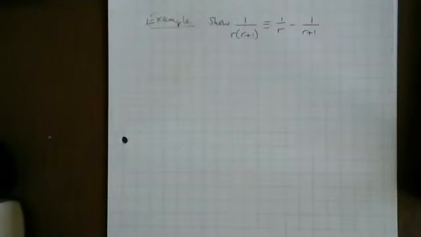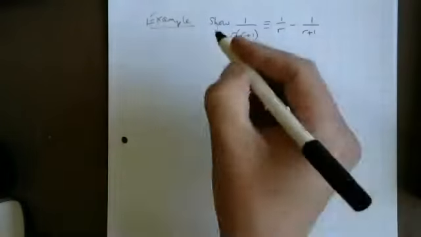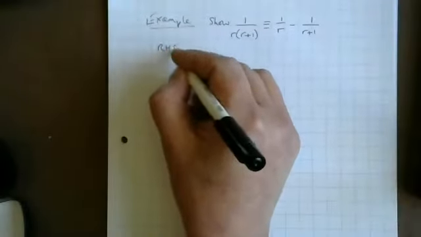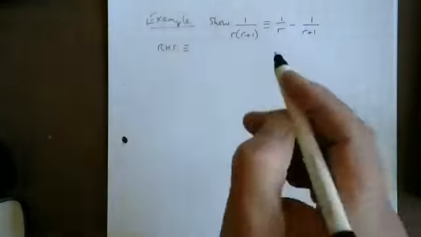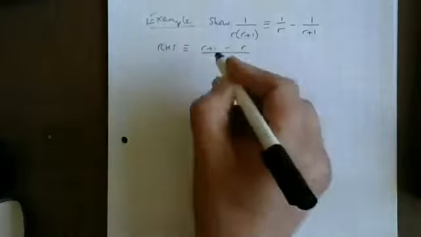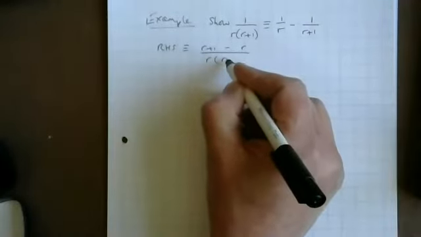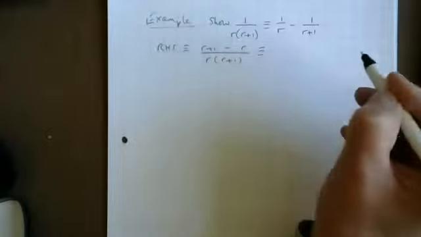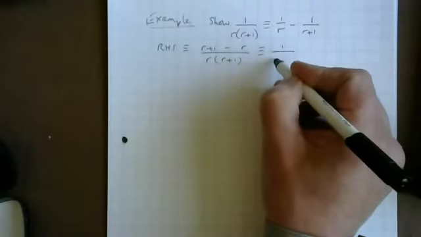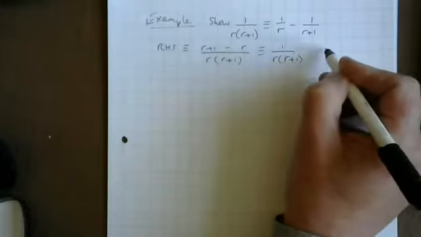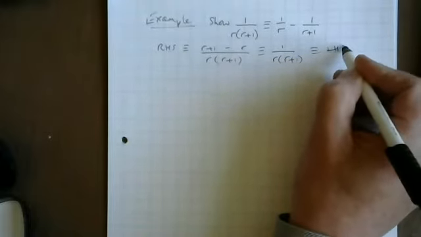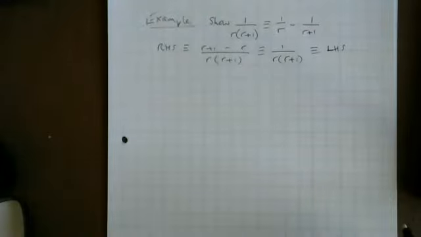Show that 1 over r times r plus 1 is identical to 1 over r minus 1 over r plus 1. Easier probably to start from the right-hand side. Bring these together: r plus 1 minus r over r times r plus 1, which is identical to 1 over r times r plus 1, which is identical to the left-hand side. So that's that bit done.